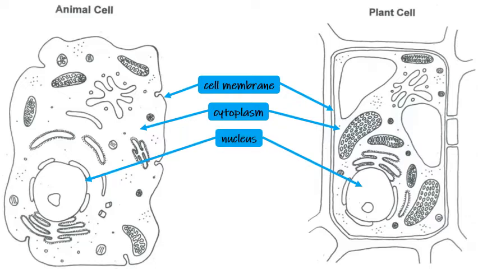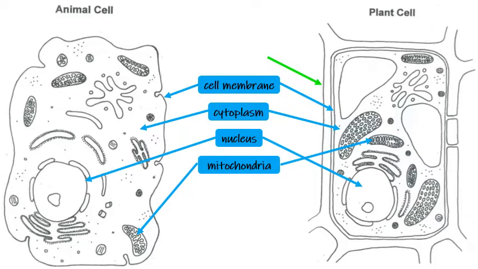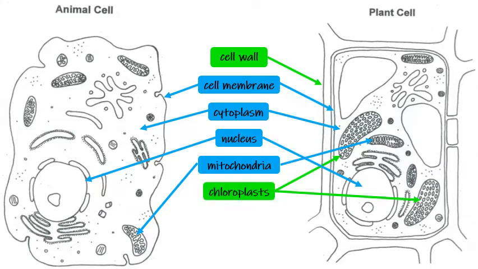Perfect. What are these? This is where the food and the oxygen react together to make the ATP energy that each cell needs to live. These are the mitochondria. Plant cells are covered with another layer, and we call this a cell wall. This is the cell wall of the plant cell, and plant cells have also chloroplasts.